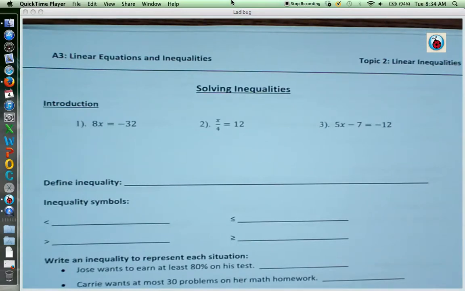The process will be the same for solving these inequalities, but it won't have equal signs. All right, so go ahead and start. We're on page 103. Under the introduction, there are 3 problems for you to solve. These are equations, so you should be able to solve them yourself. Go ahead and take a moment to solve each of those 3 equations, and you can unpause this video when you're ready to see the answers.